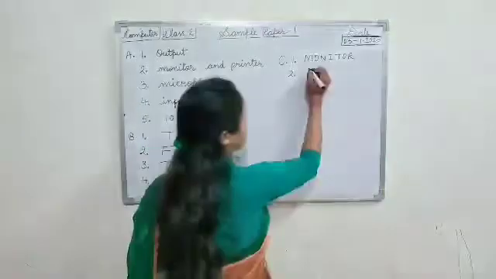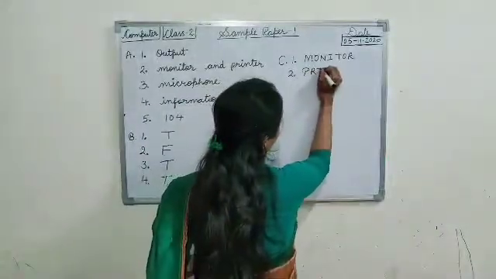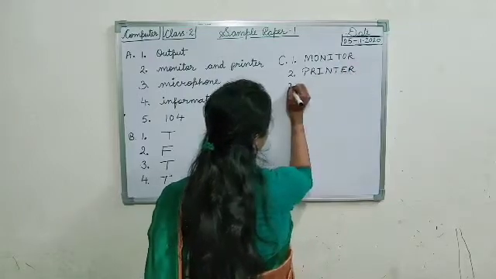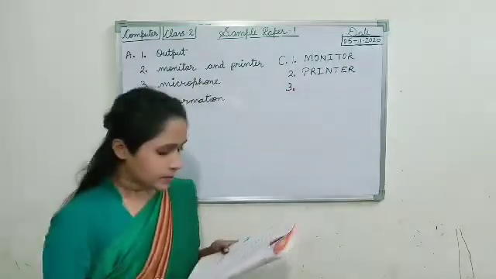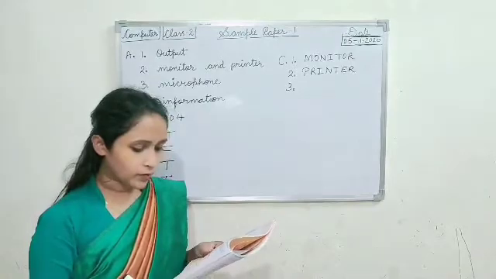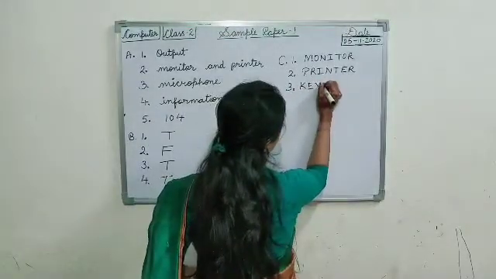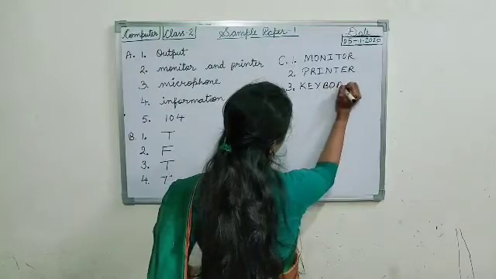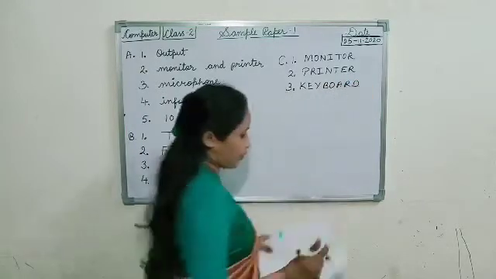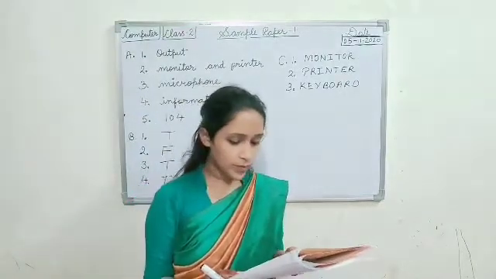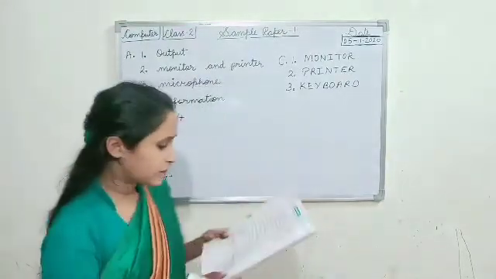RTEPRNI. Which word can we make? Printer. Okay. Third, BADRKOYE. Which word? Keyboard, KEYBOARD. Understood?